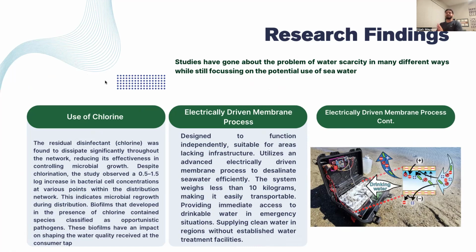distribution network. So basically, pathogens that they're finding are growing back with the use of chlorine as a disinfectant, indicating microbial regrowth during the distribution of the water with this study that I found, and biofilms are being developed in the pathogen. Basically, chlorine isn't really getting the job done. I mean, we use it for swimming pools, but as for cleaning our water supply, not a great option.